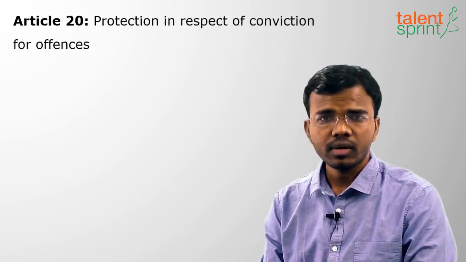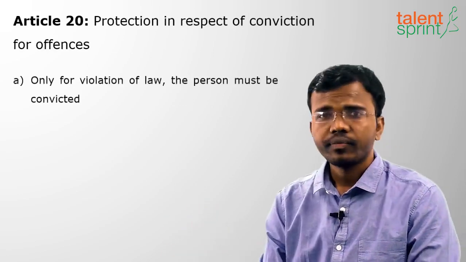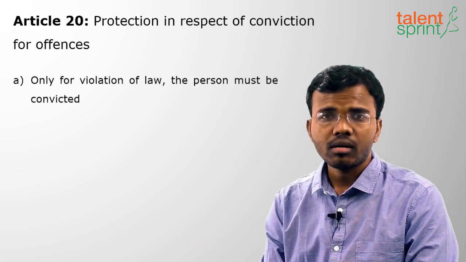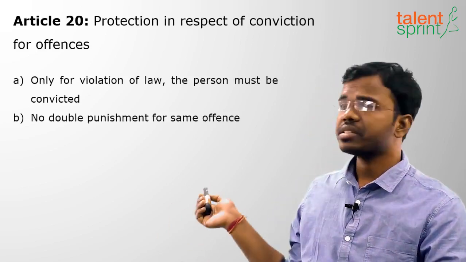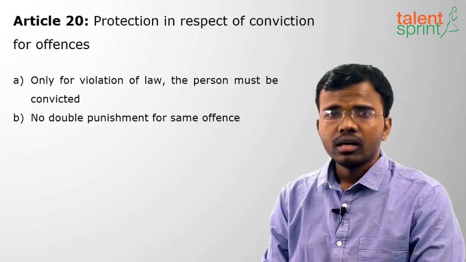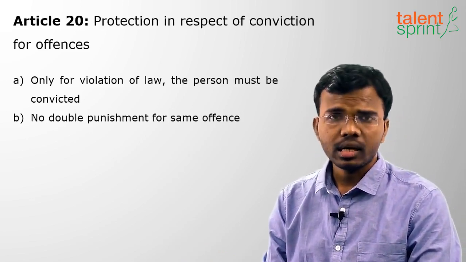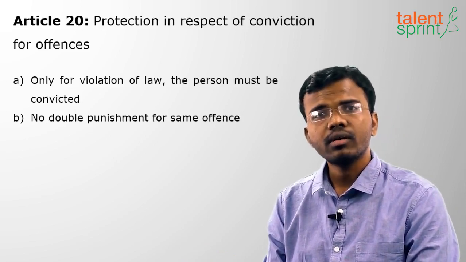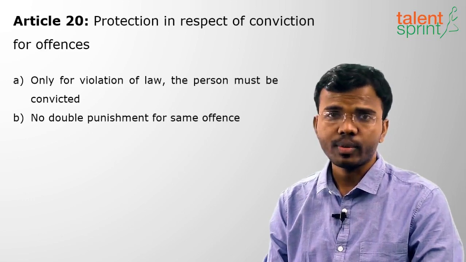So there is a protection whenever the person commits an offence. The first protection is that only for violation of the law can the person be arrested. Okay. Next is no double punishment for the same offence committed already. Already he has taken punishment, but he should not be given the next punishment for the same offence. That is called no double jeopardy.